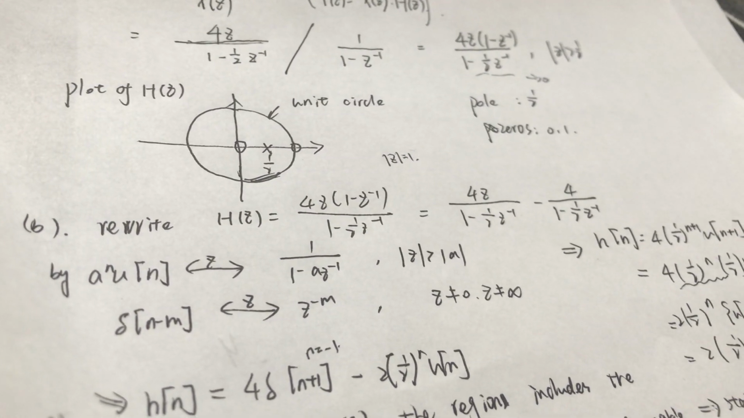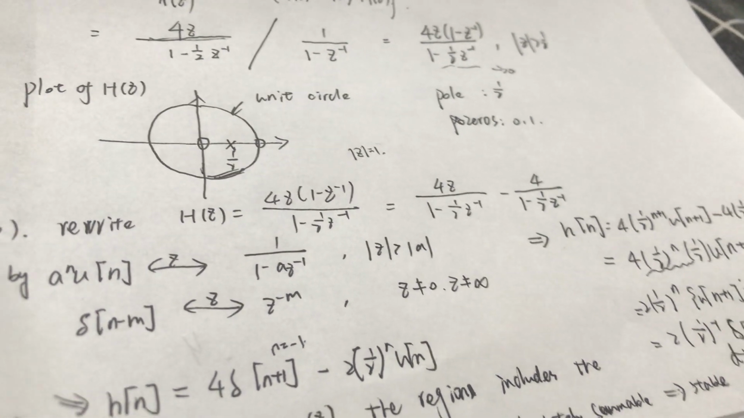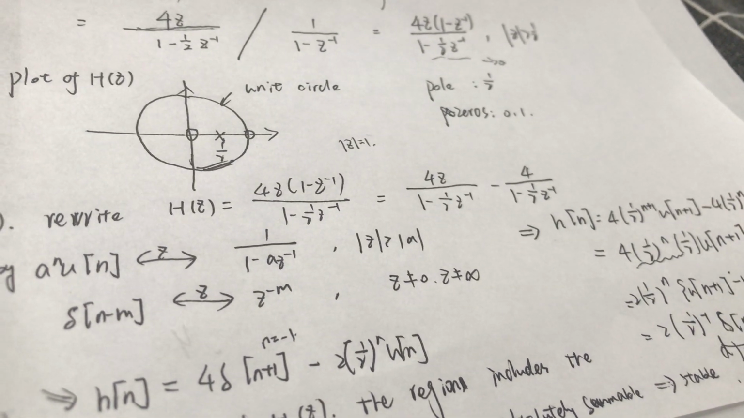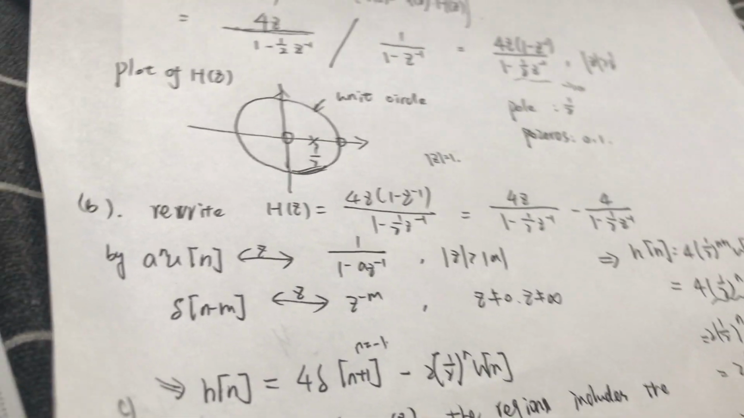And question C is done. Let's look at question D, whether the system is causal. So we know that the definition of a causal system is that the output of a causal system depends on the past and the present inputs only, but not on the future inputs.